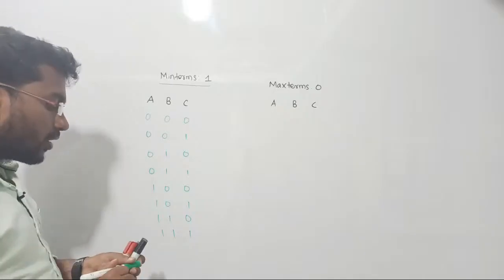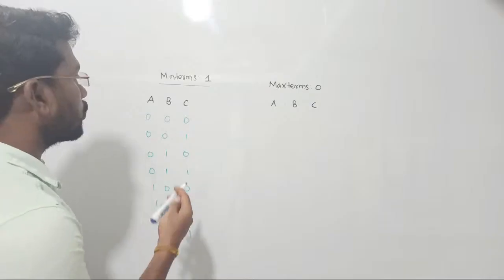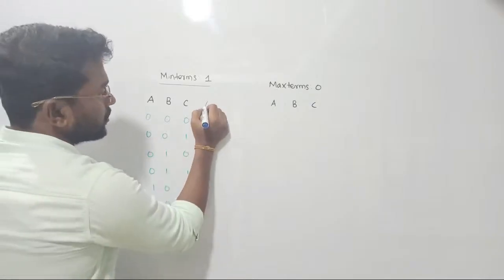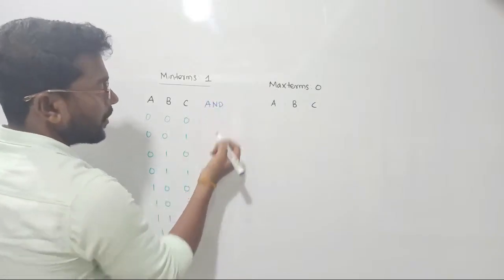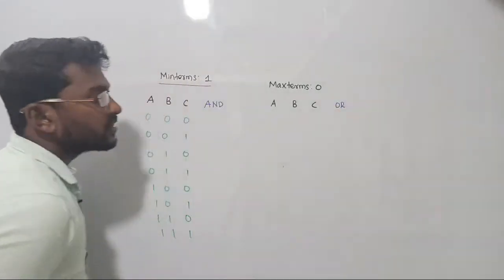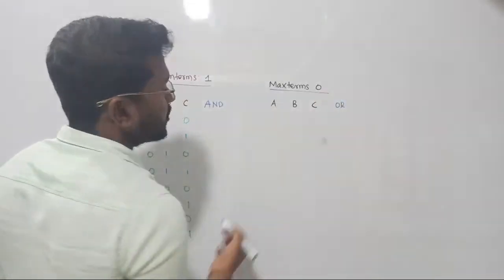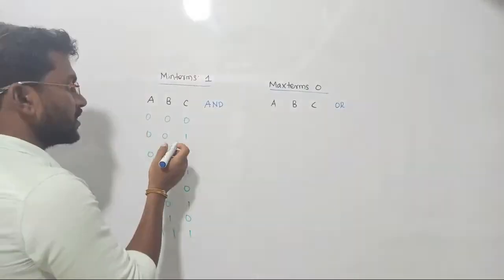Yes. Now how do I express this function, right? In min terms. If you want to write this function in min terms, first we should consider AND operation. We have to perform AND operation. In max terms, we are performing OR operation. Similarly, in min terms, we should keep 1 only. In max terms, we have to keep 0 only, right? So in that condition, let's continue.